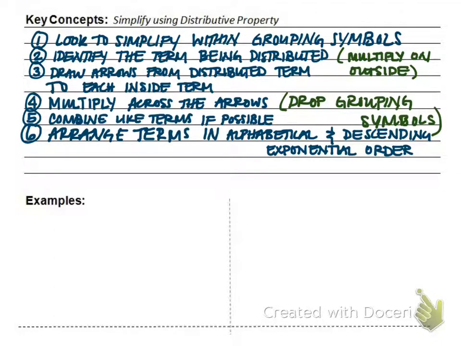And let's go ahead and take a look at some examples with distributive property. Our first example we'll have is going to be 3x plus the quantity 2x plus 6x times 5.